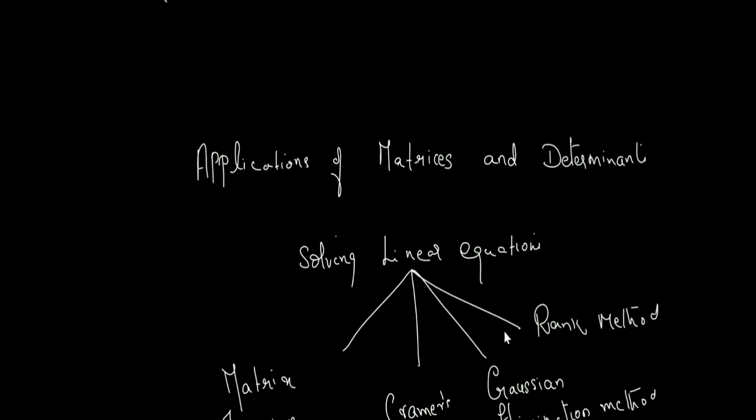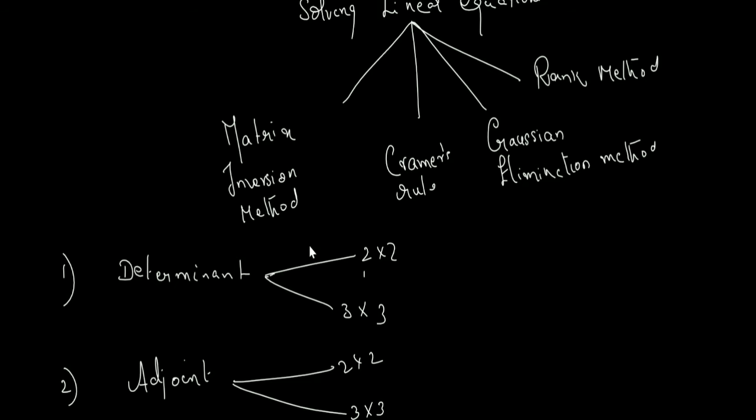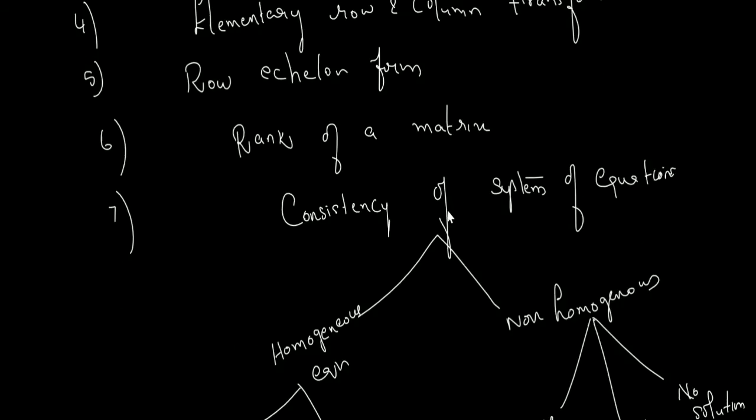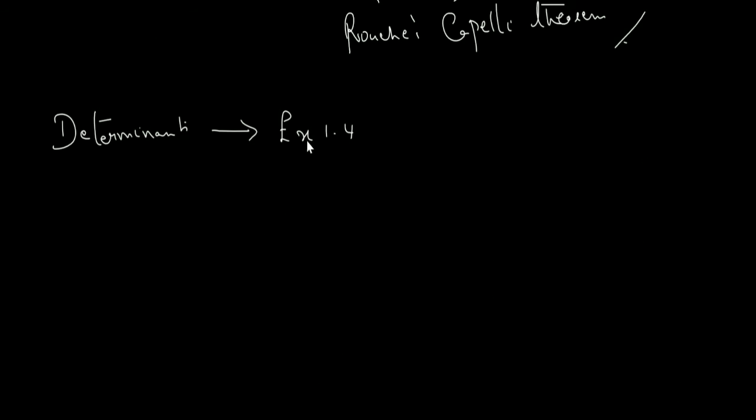Now, if you know how to find the determinant of a matrix, you can do Cramer's rule problems. Exercise 1.4 is the Cramer's rule. The determinant method is the Cramer's rule. This is how you should revise. So first do problems from Cramer's rule.